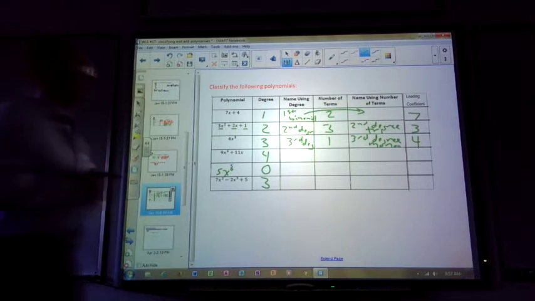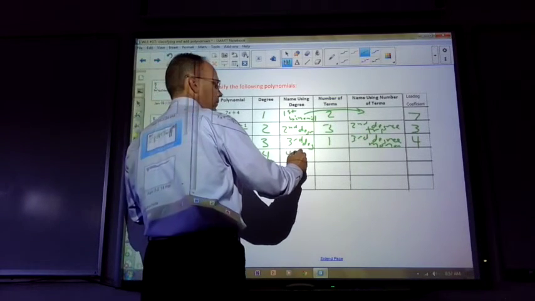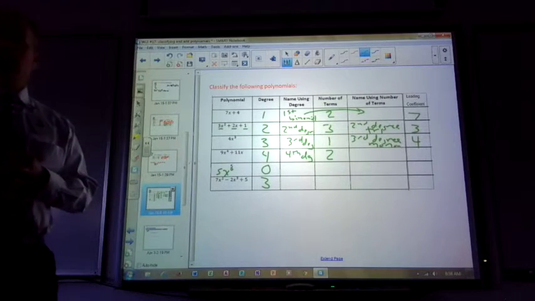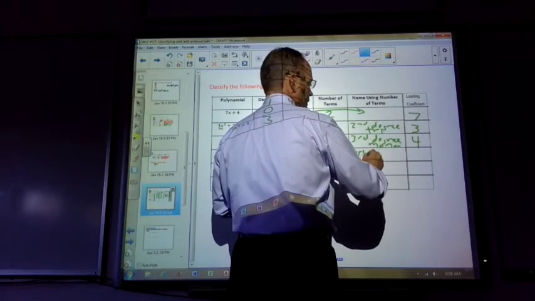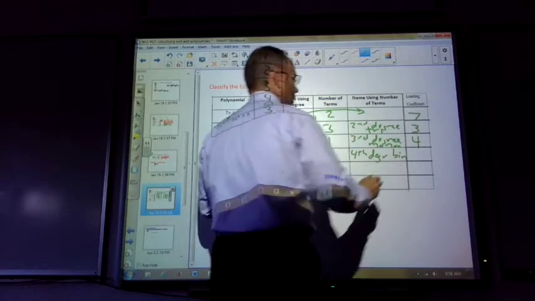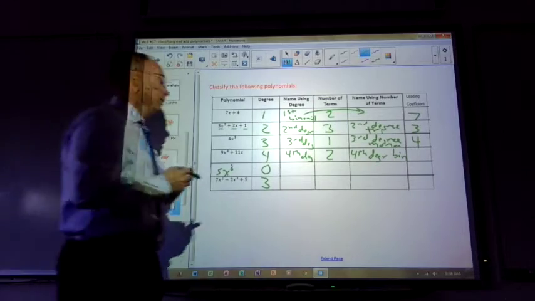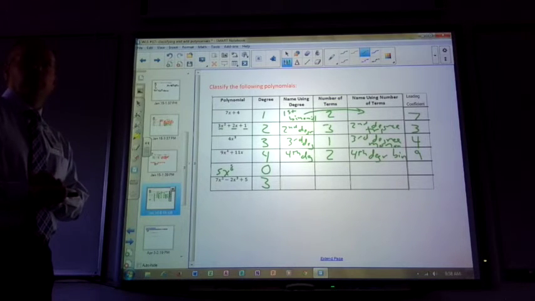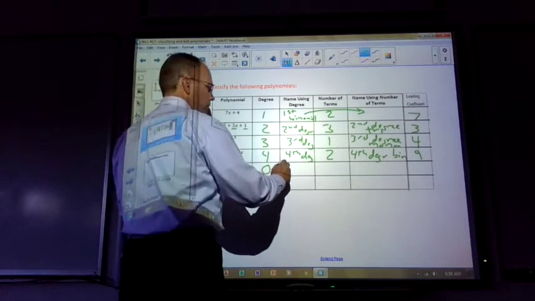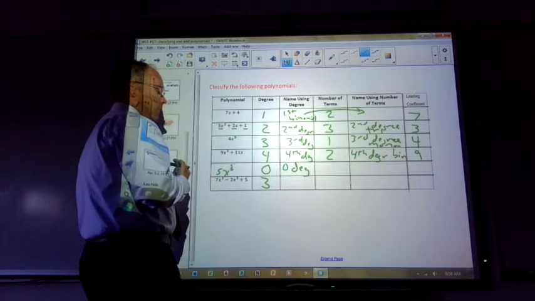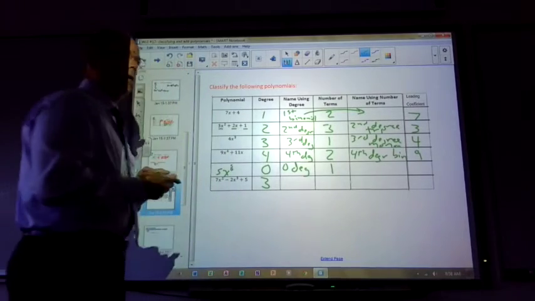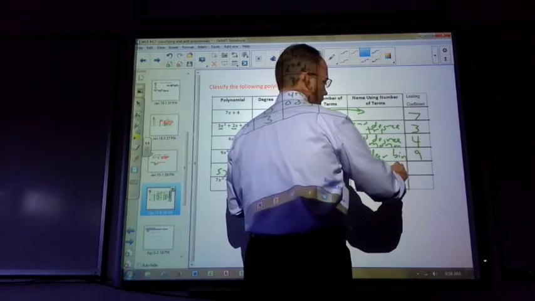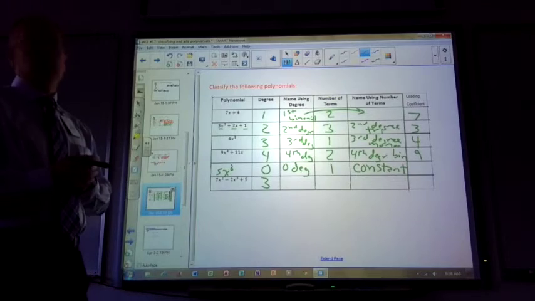What's the degree? Fourth degree. Number of terms? 2. It is a fourth degree binomial. What is my leading coefficient? 9. What's the degree? So it's a zero degree. Number of terms? 1. A zero degree, which we're going to call a constant. What's my leading coefficient? 5.